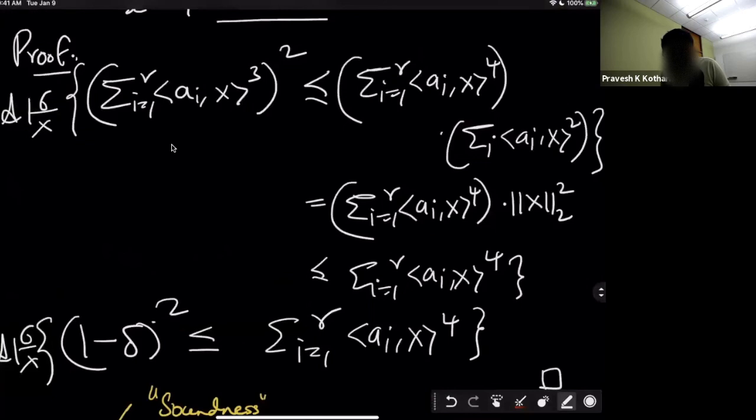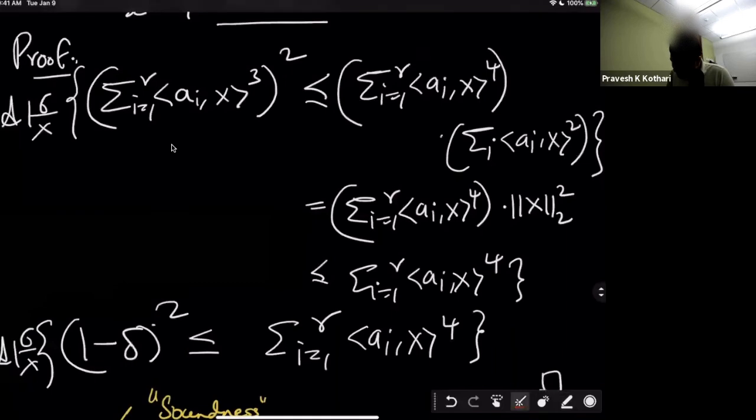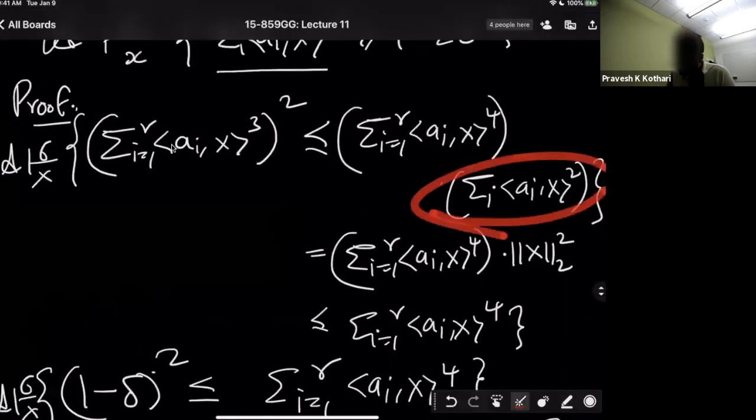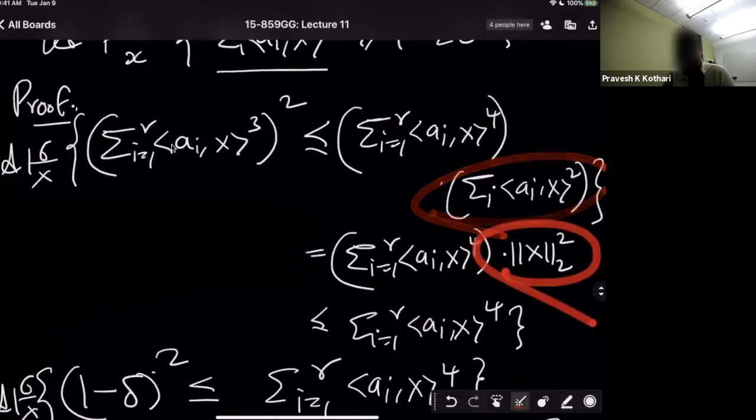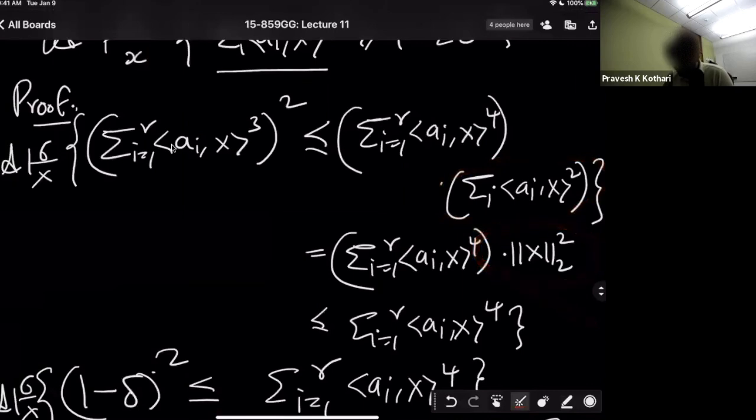There it is. In this part, where did I use that the AIs were orthonormal? Well, only in concluding that some AI x squared is at most x squared. I mean, it was equal to here, but if it was less than or equal to, I wouldn't have minded, right? So all I needed was that some AI x squared should be at most the norm of x squared.